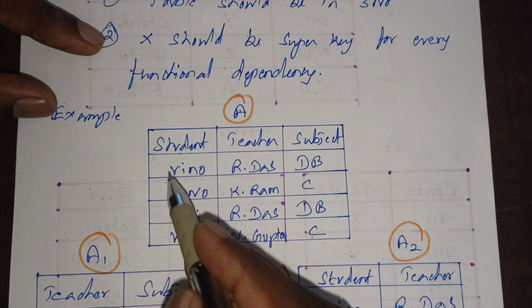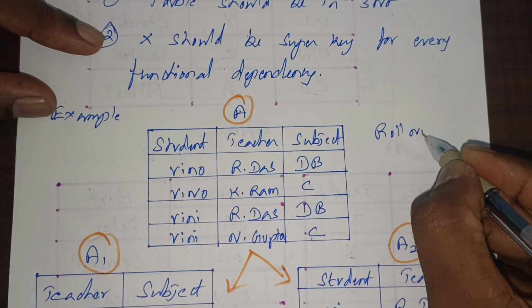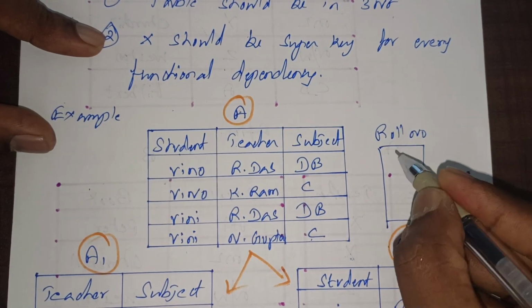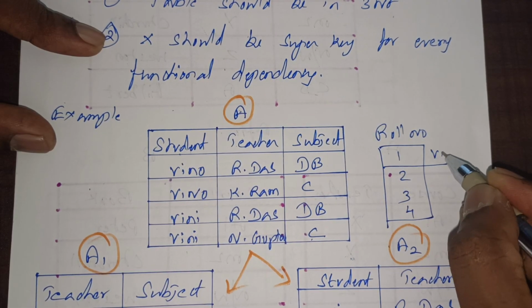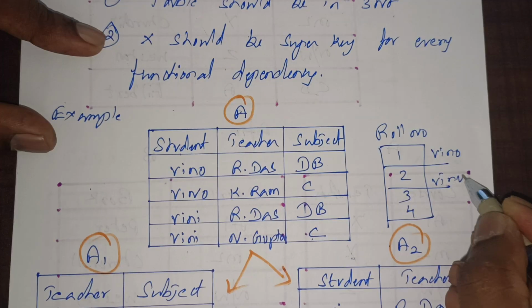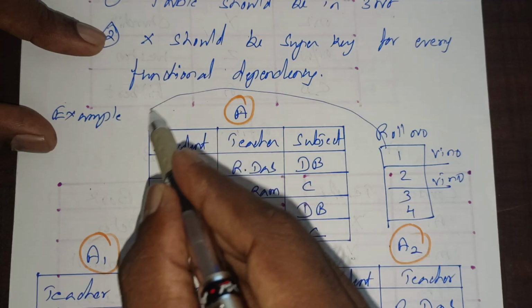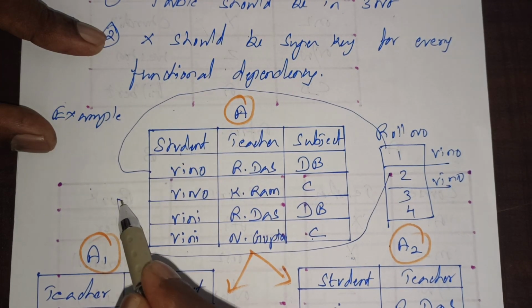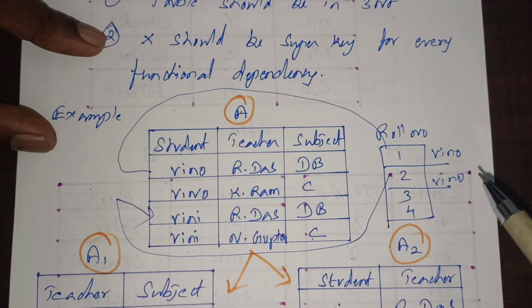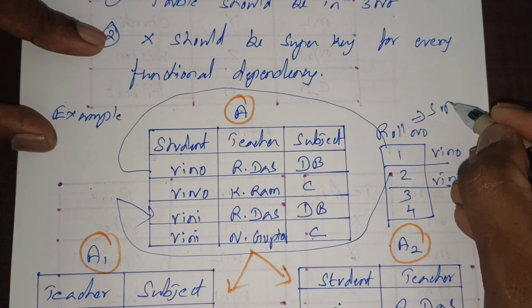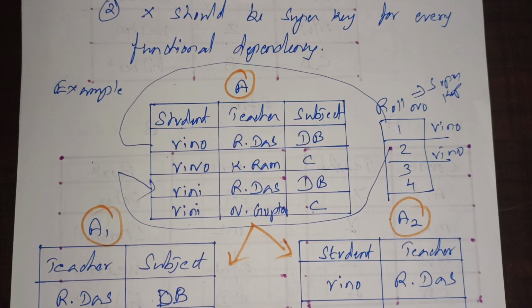But one example we can give, we need to create a roll number for the student column. So say for example, a roll number can be created as the super key, for example 1, 2, 3, 4. So 1 belongs to this Vino and 2 belongs to this Vinny. Now we are able to reduce this redundancy. If you map this, you can see the student column depends on roll number and this roll number can be a super key. I hope you understood.